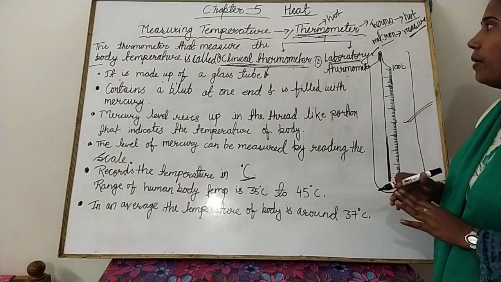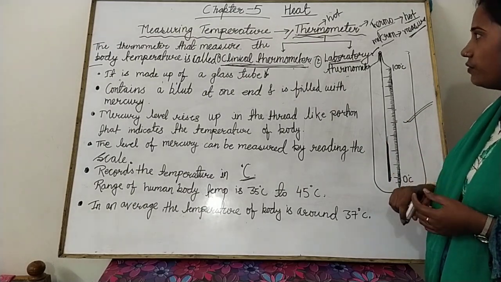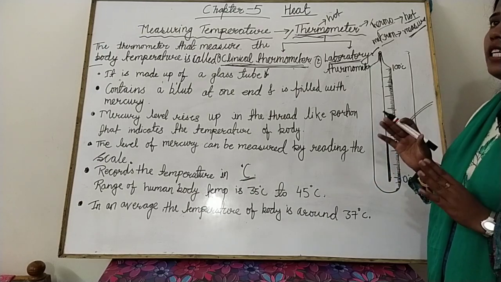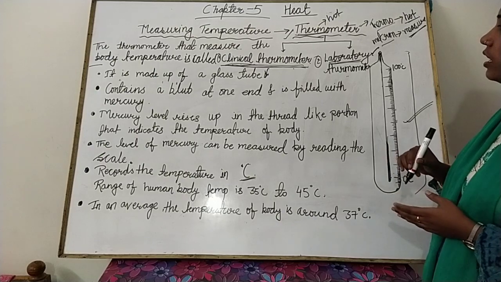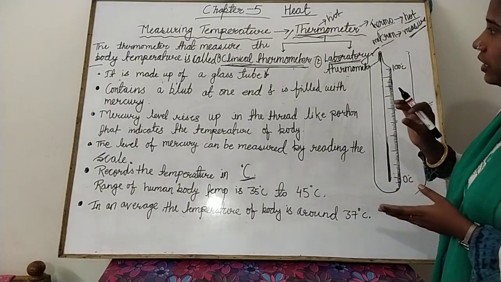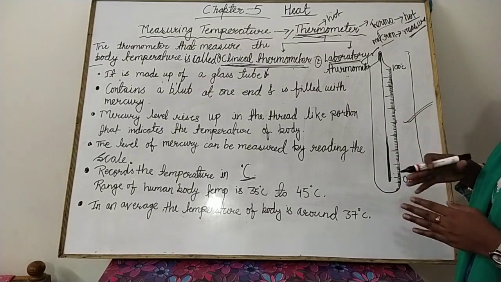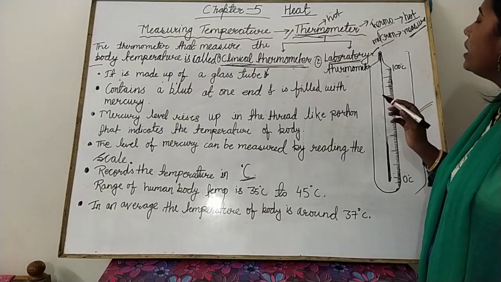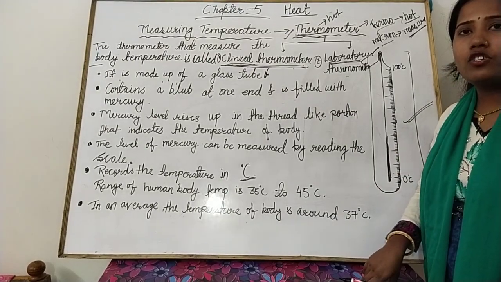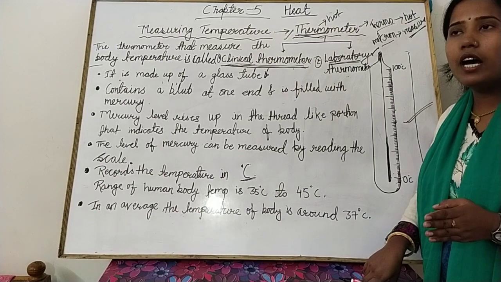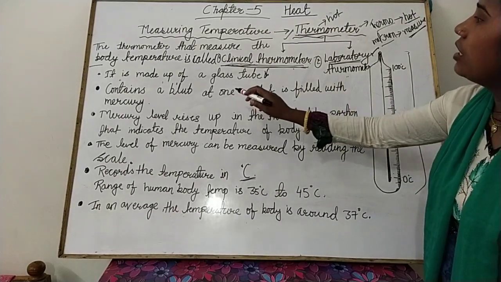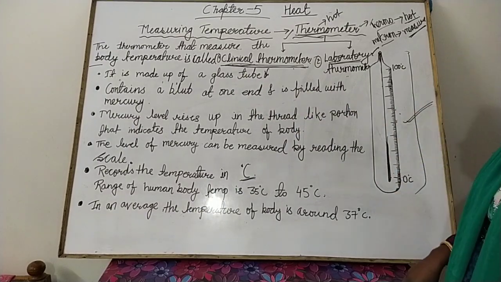When we measure the temperature of a body with the fiber-covered one, the temperature is written in digits, like 35 degrees Celsius, 37 degrees Celsius. But in this chapter we talk about the glass tube thermometer. So this thermometer is made up of a glass tube.